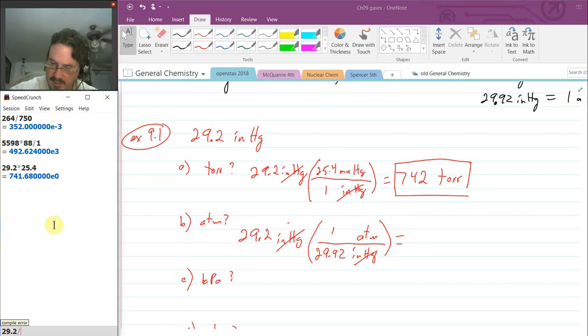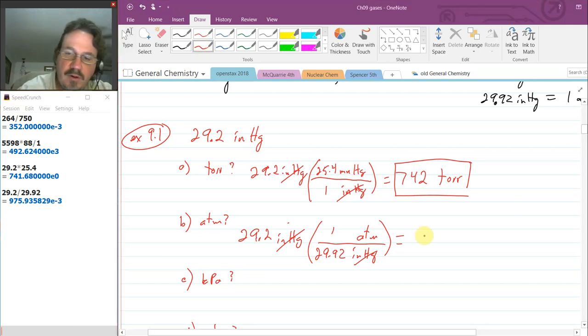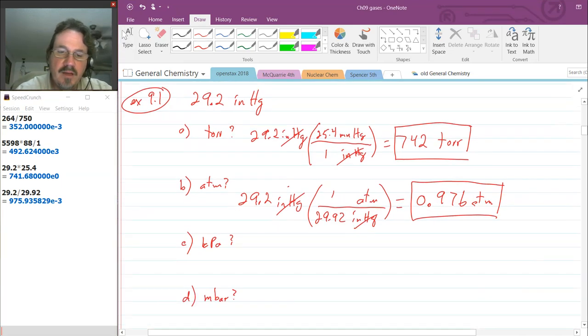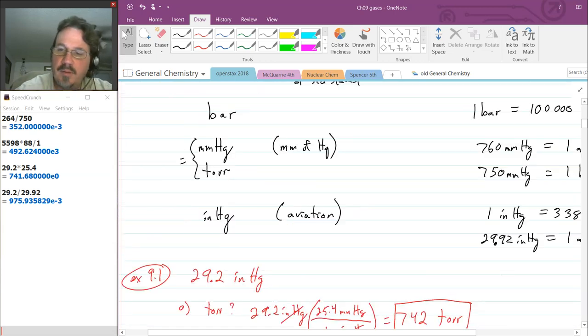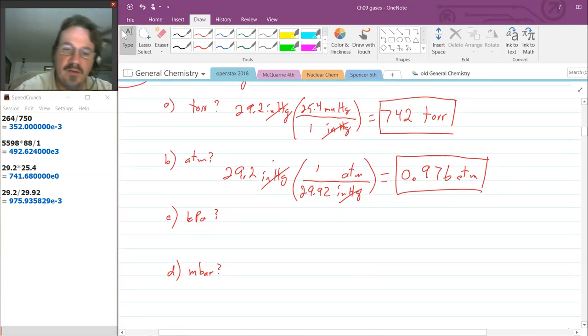29.2 times 1 divided by 29.92 equals 0.975935. So again, sig figs here, so that will be 0.976 atmospheres. So just a little bit under 1 average atmosphere. Next, they want us to go to kilopascals. All right, so coming back up here, right now I've got inches of mercury. 1 inch of mercury here is 3386 pascals, and then I can go to kilopascals from there. All right, so let's give that a try.